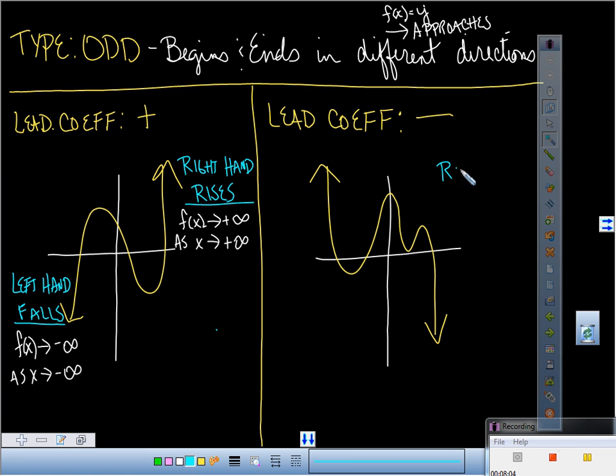Right-hand behavior. What is my right-hand behavior? Falls. Left-hand behavior. What is it? I keep writing right hand and then writing behavior. Yeah, I did that. It's okay. So this one rises, right?